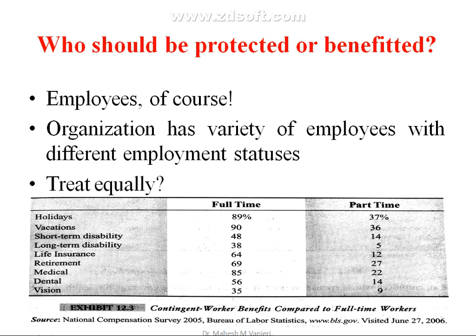Again, based on junior employees and senior employees, both may be full-timers, but will they get the same benefits? Like, do junior employees also get a company car and company quarters? No. This is how it is discussed. So the first issue, who should be protected or benefited, the company has to decide.